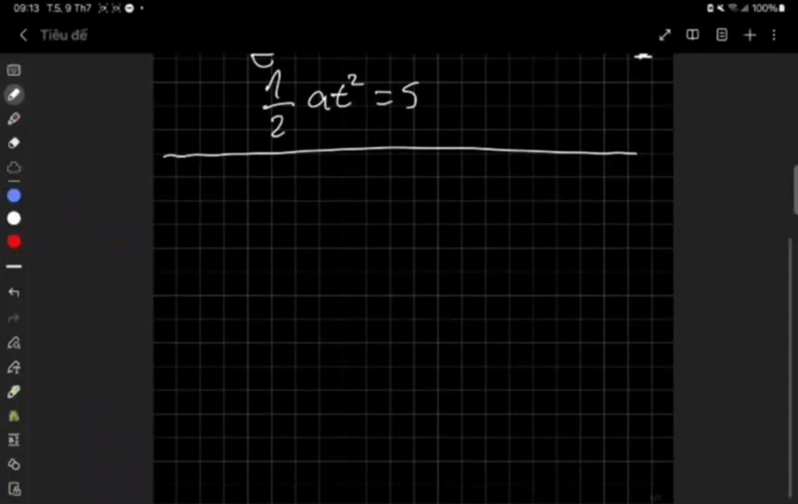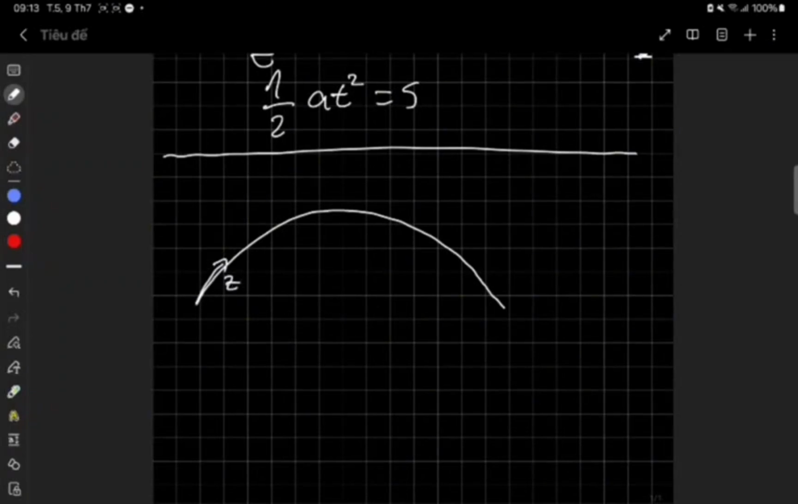Consider the vertical projectile motion. We have this curvature representing its path throughout the air. The initial velocity, we'll call it z because it is diagonal. This component can be broken down into vertical and horizontal components, which we'll call y and x. The angle between them, we'll call alpha.